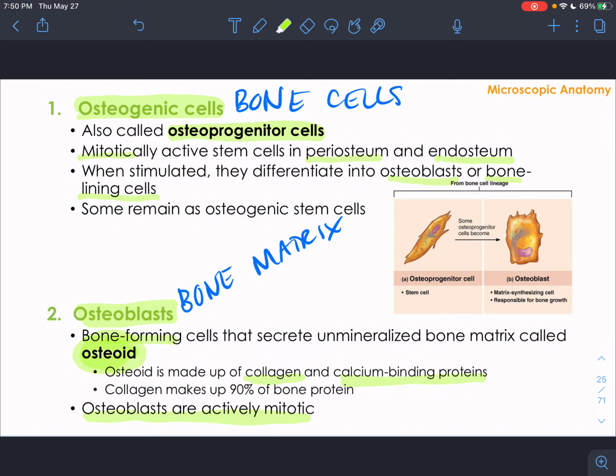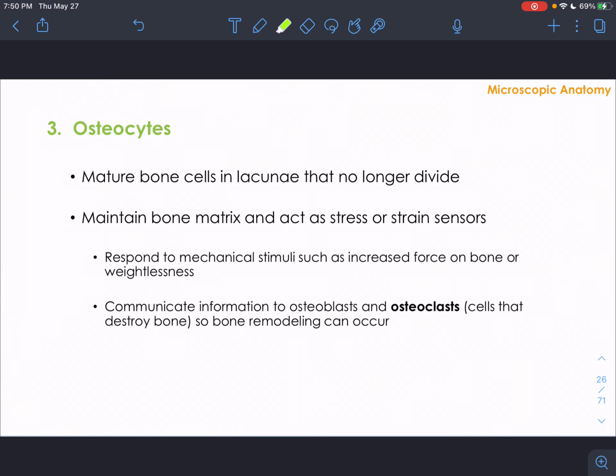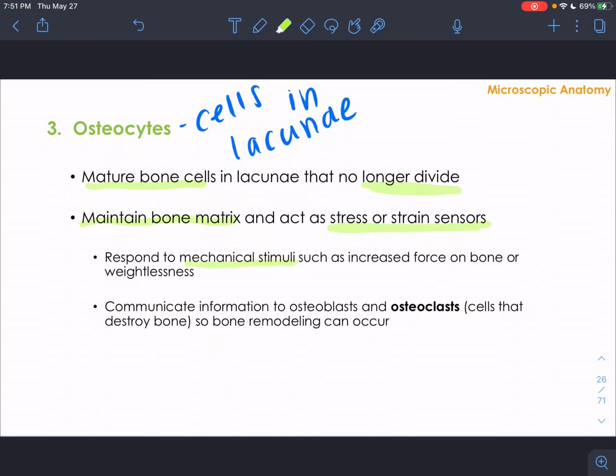Okay, so we have osteogenic cells and osteoblasts. Our osteocytes are the cells in lacunae, which are within the lamellae. Osteocytes are the mature bone cells that are no longer dividing. So they're mature, not dividing. They help to maintain the bone matrix and act as stress or strain sensors. If there's some sort of mechanical stress or stimuli, they communicate that information to other cells to initiate bone remodeling.